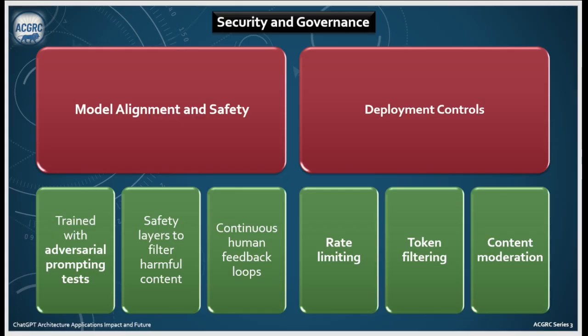Now, what's adversarial prompting test? Before that, let's understand what is prompting. Prompting just means giving a question or instruction to ChatGPT and seeing how it answers. Example, we ask, tell me a joke, and ChatGPT replies. So, what's adversarial prompting? Adversarial prompting is when people try to trick ChatGPT into doing something it should not do.